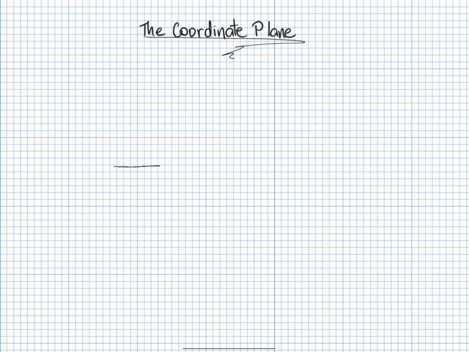So we have a horizontal number line, and again that's called the x-axis. And we have a vertical number line, and that is called the y-axis. Whenever you're drawing a coordinate plane, you'd want to label the x-axis and the y-axis so that whoever's looking at your work is absolutely clear on what you are doing.